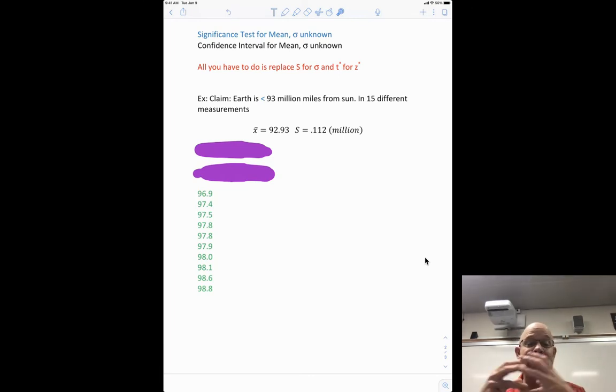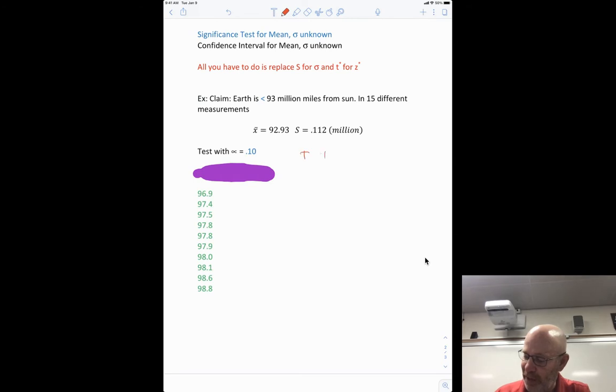So either you can be given just the numbers, or sometimes you're given a list, so you have to put the numbers into a list, which I'll show you in a second. But other times they just give me the data. So if you notice, my average was 92.93, and my standard deviation was 0.112. That was in 15 different measurements. And let's just, for fun, do a test with a 10% significance level. So let's walk through the steps here.